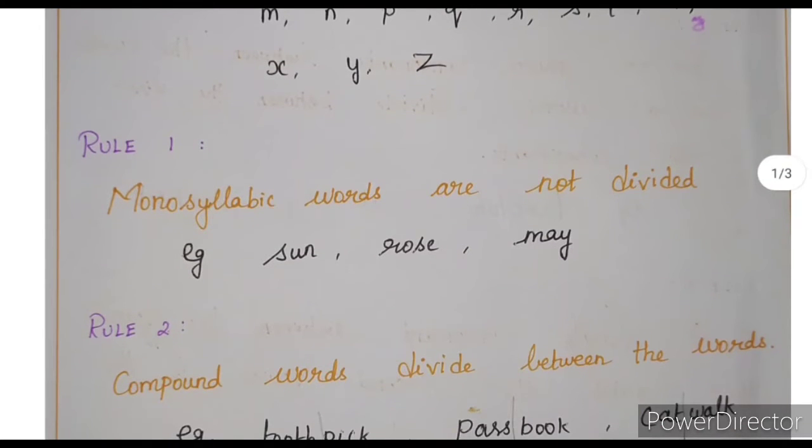Okay. So let us see what are the rules of syllabification. First rule, monosyllabic words are not divided. Children, never try to divide the monosyllabic word. For example, see here, sun, rose, may, act, cat, one, wish, life, ball, bat, fish. I can take the example fish, and you will not be able to divide the fish. Together we will pronounce it as fish. So children, never divide the monosyllabic word, and it will not give you a correct pronunciation also.